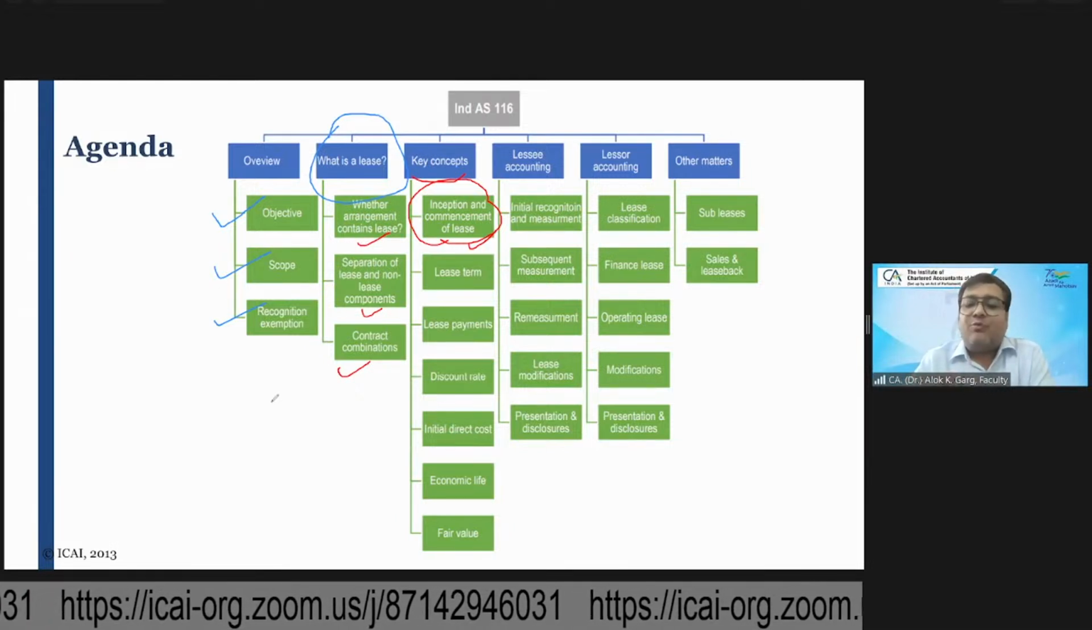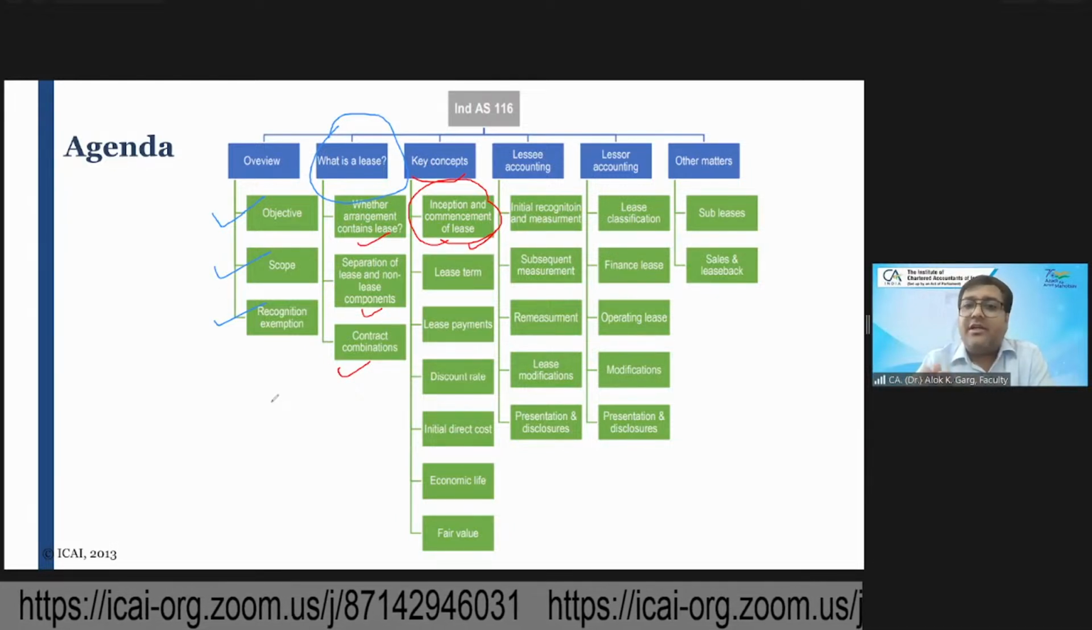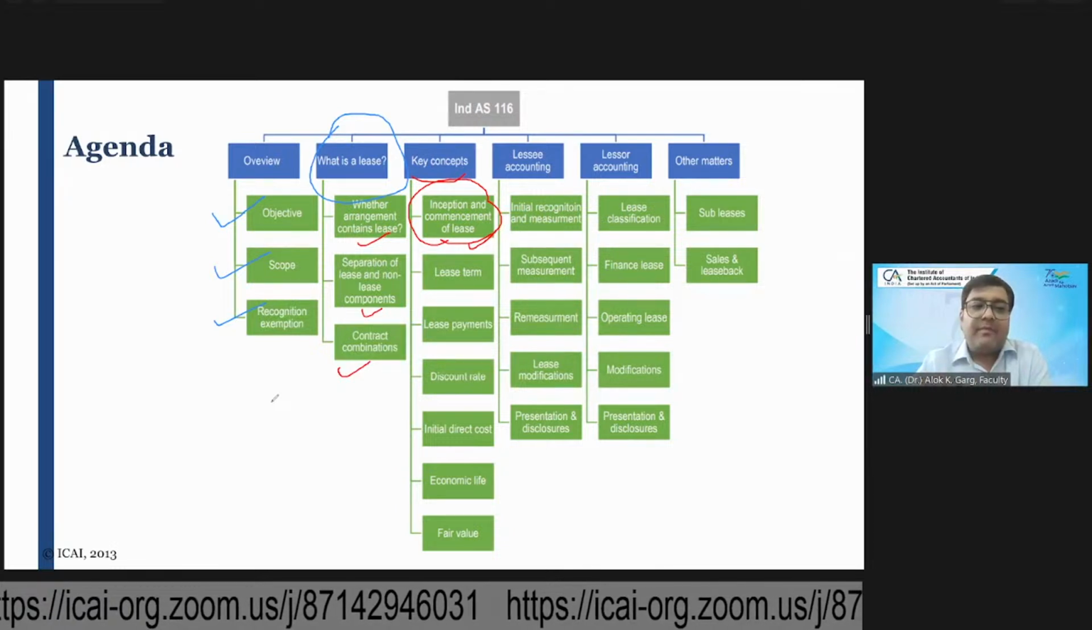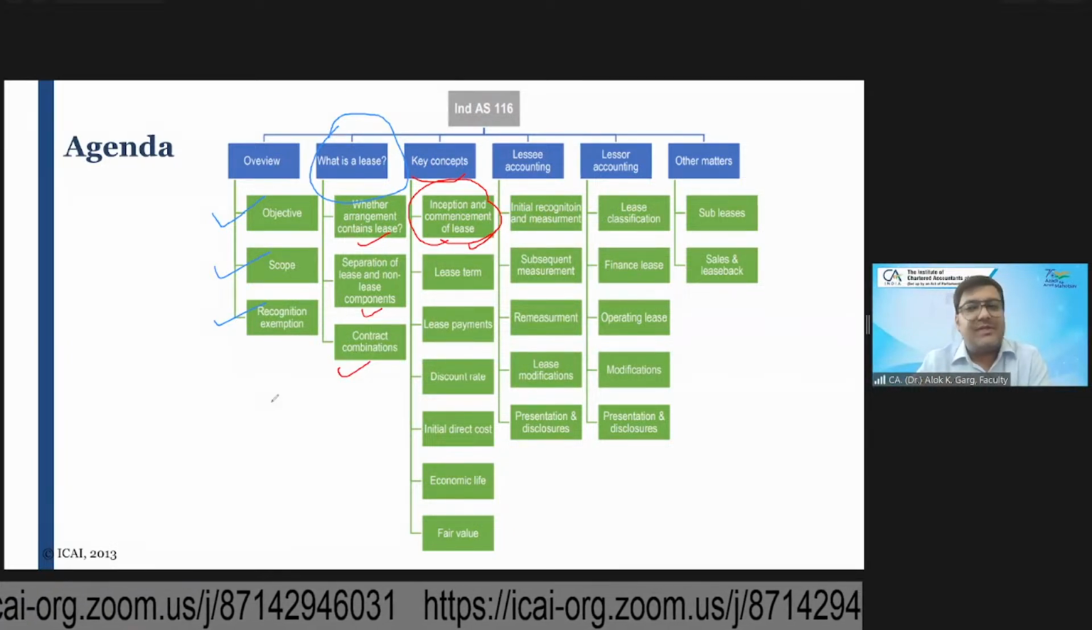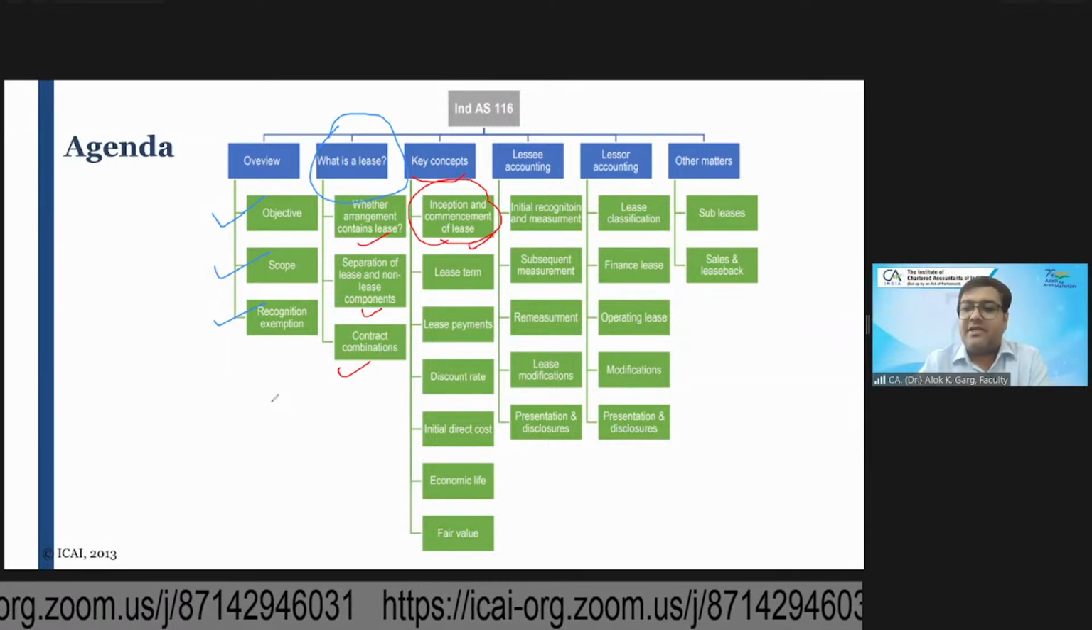So Abrikes has well summarized the inception and commencement of lease concept. He said inception is like a sanction and commencement is like a disbursement. Well summarized, Abrikes.